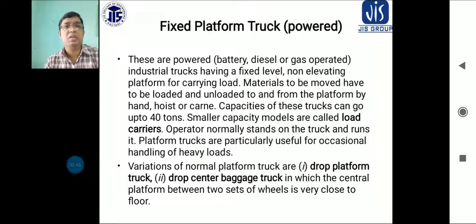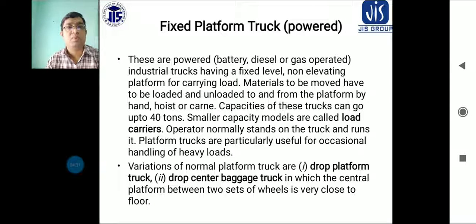And the fixed platform power trucks are powered by battery, diesel or gas. These are industrial trucks having a fixed level, that is, non-elevating platforms for carrying loads. The materials to be moved have to be loaded and unloaded to and from the platform by hand, hoist or crane. The capacity of these trucks can go up to 40 tons.